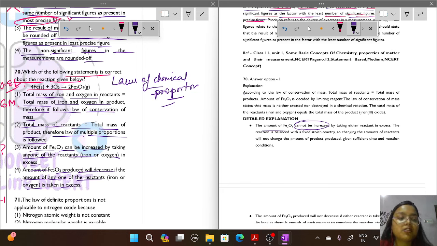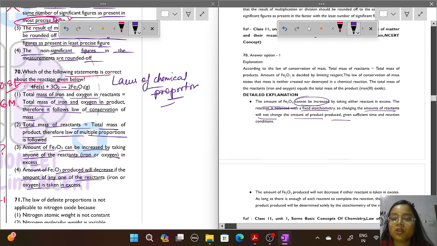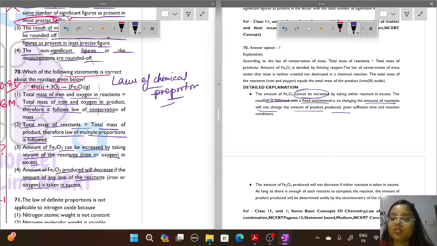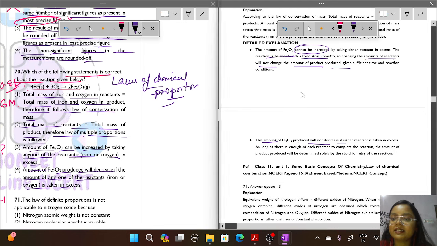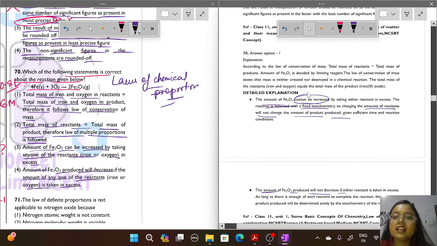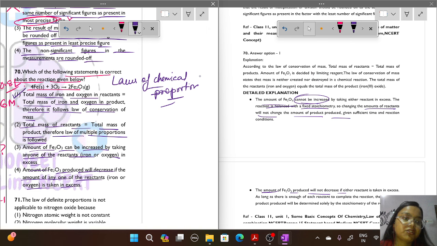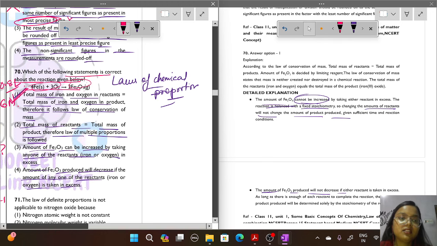So the amount of Fe2O3 cannot be increased, which means that the reaction is balanced with a fixed stoichiometry. So changing the amount of reactant will not change the amount of products. What will this statement follow? Next, the amount of Fe2O3 produced will not decrease if either reactant is taken in excess. It will not increase or decrease, which means that it will follow the law of conservation of mass. The law of conservation of mass is followed here, which means that the total amount of products remains conserved. If we increase the reactant or the product, there would not be any change in the reaction.